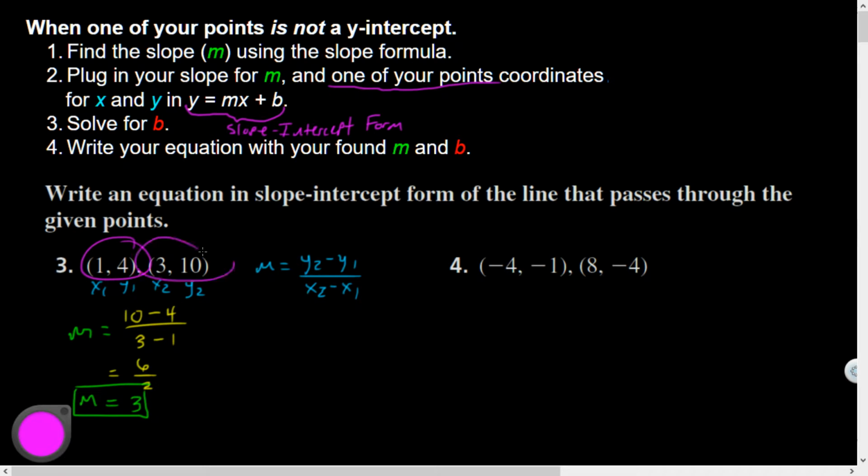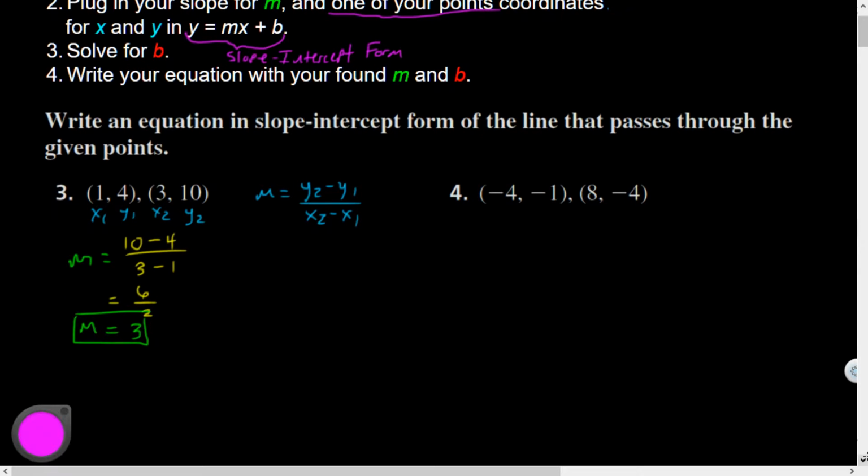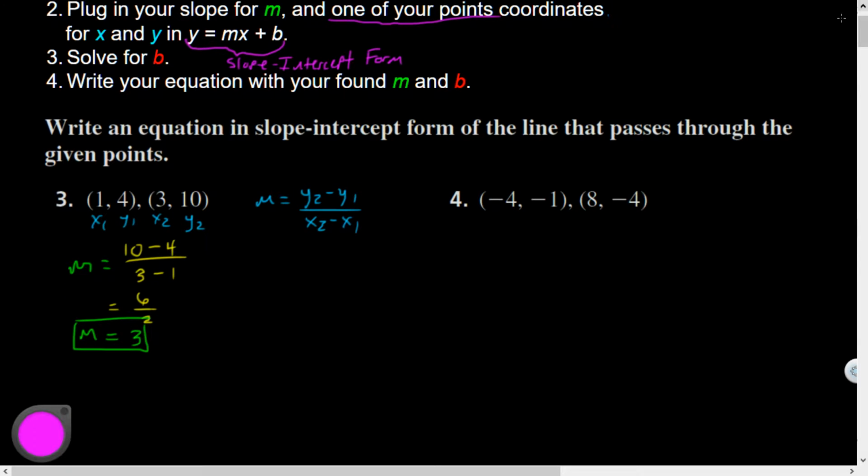It just says one of your point's coordinates. Is there one point you like better than the other? It actually doesn't matter which one I use. Both of them will work. You could use 3 and 10, that's fine. I'm usually just a mathematically efficiently lazy person. I like to aim for smaller numbers myself, or maybe avoid some negative numbers. So that's why I would have picked this one.